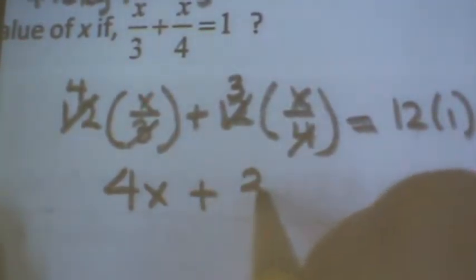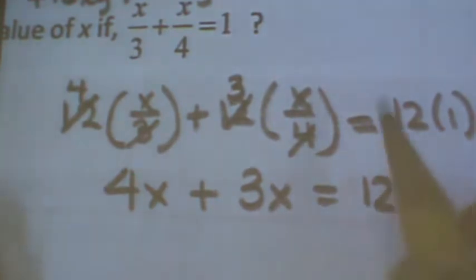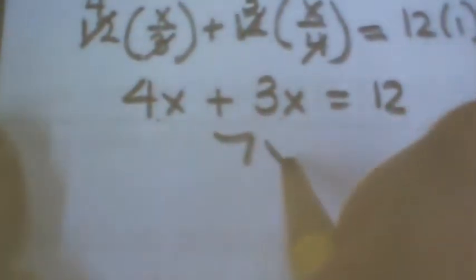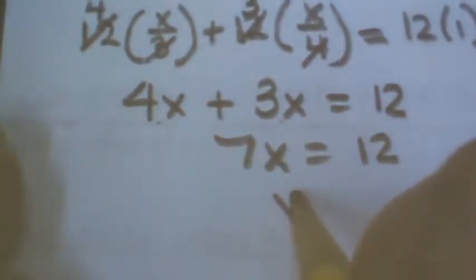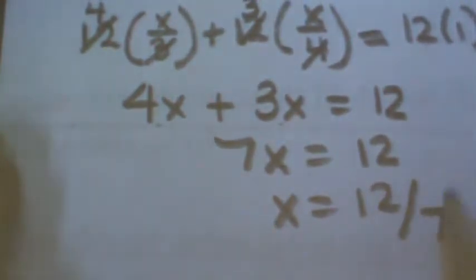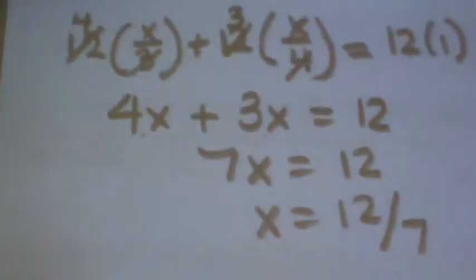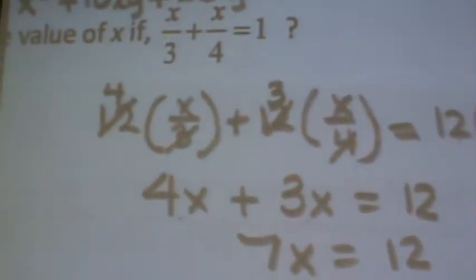3 goes into 12 4 times. 4 goes into 12 3 times. So you have 4x plus 3x equals 12. Add those up, you get 7x equals 12, and divide by 7, 12 sevenths. Is everyone okay with that one?